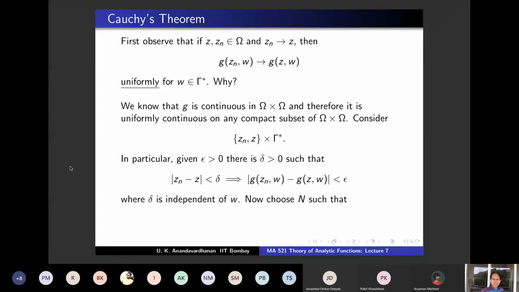And now you can choose a stage N such that n greater than or equal to N implies |Zn minus Z| is less than delta, right? Zn converges to Z. So for this delta, you choose N. So if n is bigger than or equal to N, you have this less than delta, and therefore this you have. Therefore this convergence is uniform. Okay. This is the first observation.